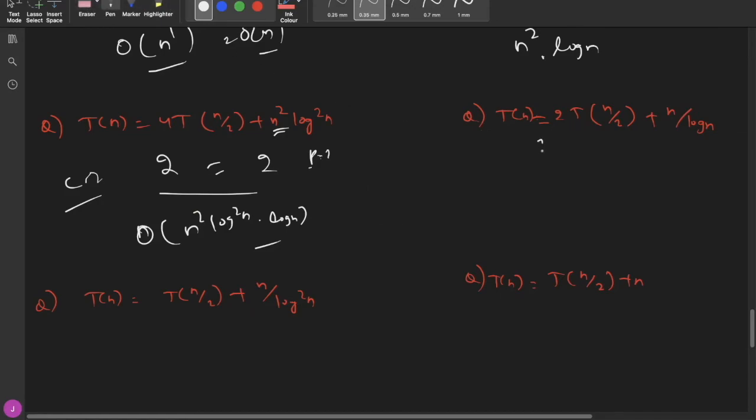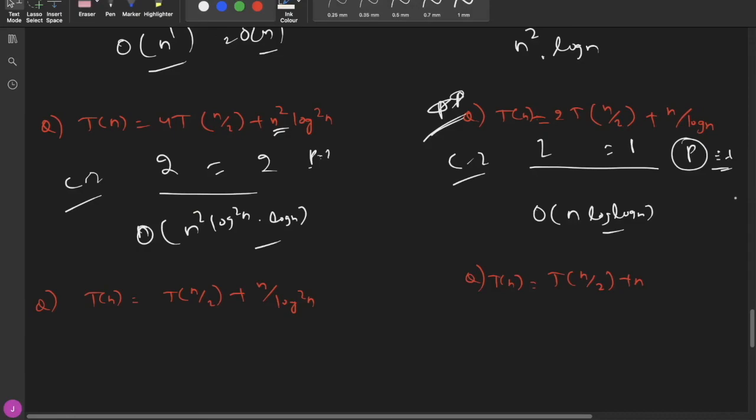The log a base b value is 1 and the k value is also 1. Both are equal, so this is case 2, right? Then we have to go for the p value. By checking the p value, here the p value is minus 1. So if the p value is minus 1, that means we have to write it like this, n into log n. These are some special cases. You have to remember these things.